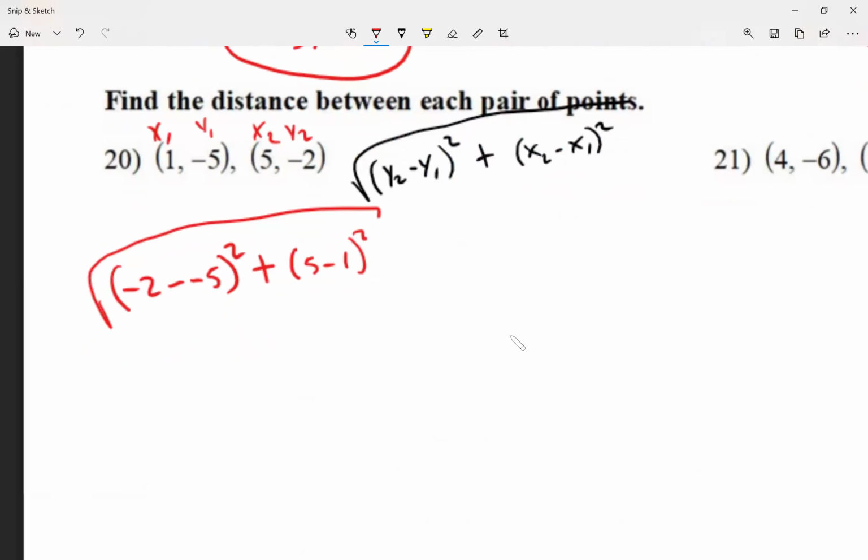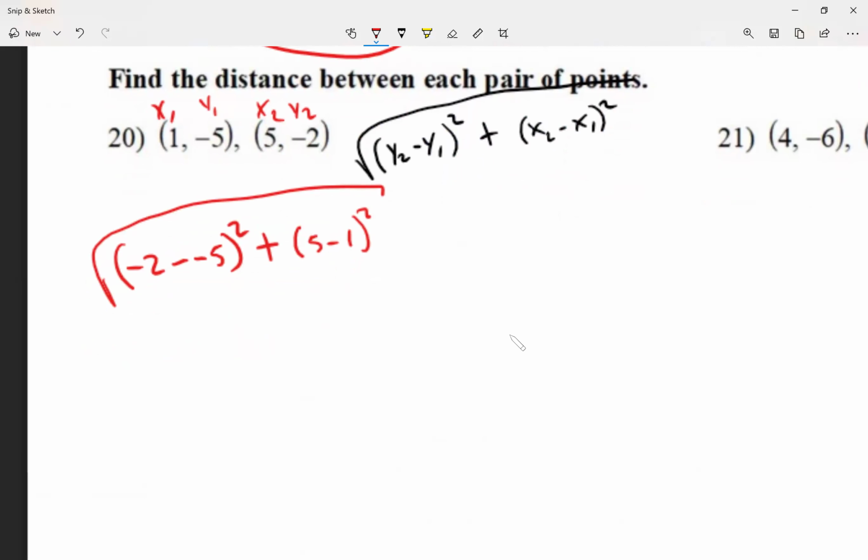Okay, so let's see. Let me worry about the parentheses first. The first parentheses, two negative signs become a plus sign. -2 plus 5, that's 3, right? So I'm gonna call this 3 squared plus 5 minus 1, because I'm looking at my parentheses, 5 minus 1. 5 minus 1 is 4, right? So I'm going to call this 4 squared, and all this is inside a square root. Okay. Now, type that in. Type on your calculator the square root of 3 squared plus 4 squared.